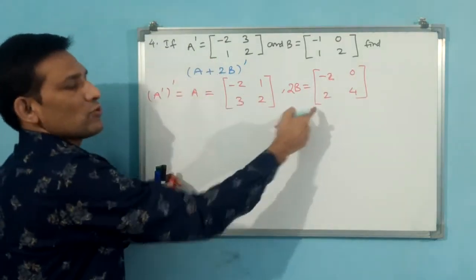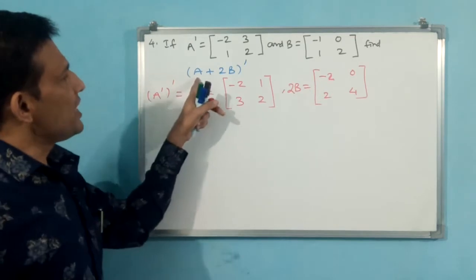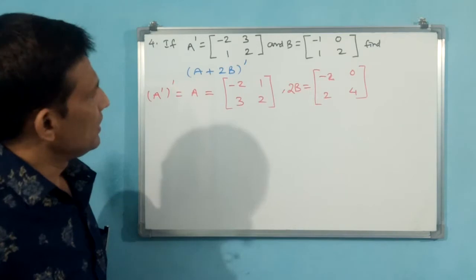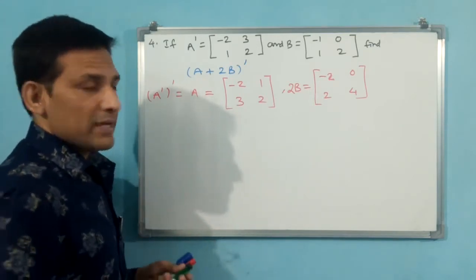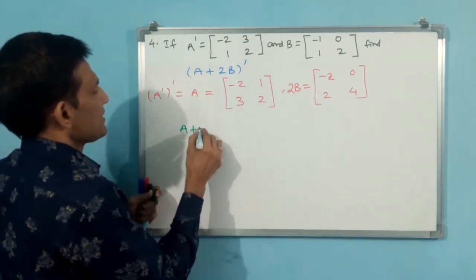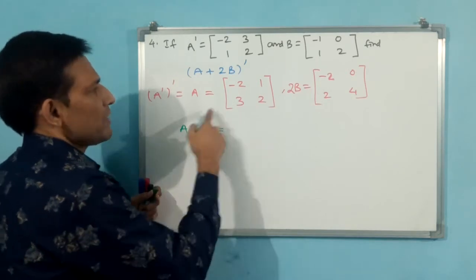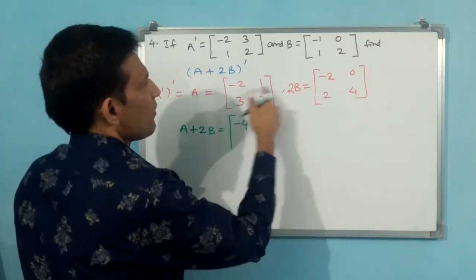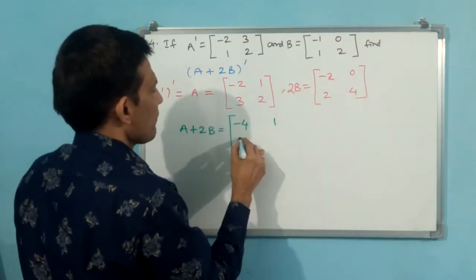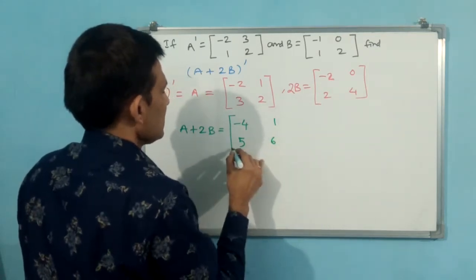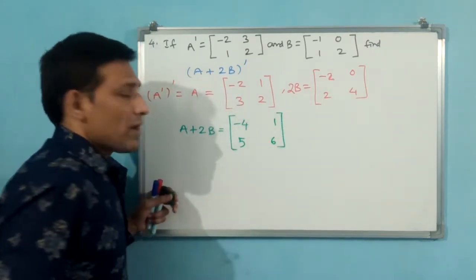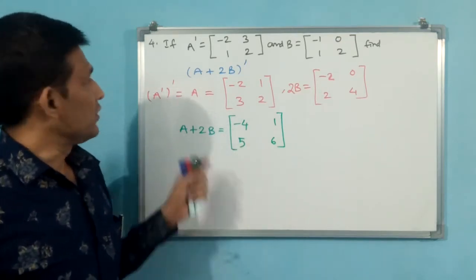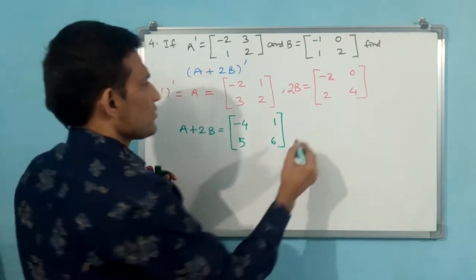Okay. Why? Because we have found 2B. Now A plus 2B. A, 2B both are having. You first add these two. Let us do it. A plus 2B is equal to. Okay. Let us add. Minus 2 minus 2, minus 4. 1 0, 1. 3 2, 5. 2 4, 6. Okay. What is this? This is A plus 2B. Okay. What you want? A plus 2B transpose you want. Let us write A plus 2B transpose.